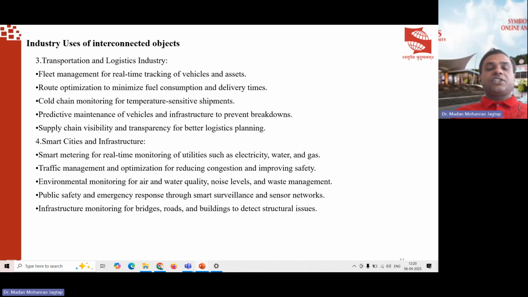Then infrastructure monitoring for bridges, roads and buildings to detect structural issues. So we can do infrastructure monitoring for bridges, roads and buildings, and we can find the structural issues related with bridges, roads and buildings, and we can mitigate those effects for safety purposes. So that is infrastructure monitoring.